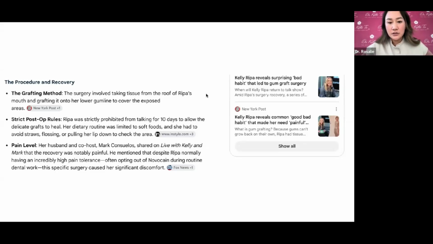She has to be limited to soft foods. She had to avoid straws, flossing, pulling her lip down to check the area. Her husband, Mark Consuelos, said that it was very painful and she has a very high pain tolerance, but there was significant discomfort with this. Like I said, it is a surgery, so you will experience discomfort.